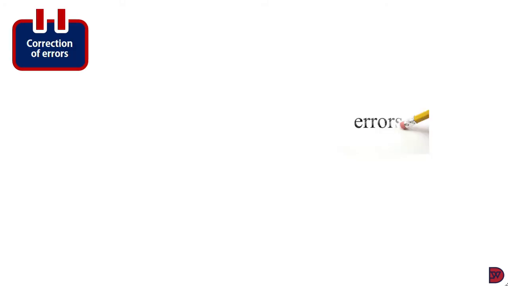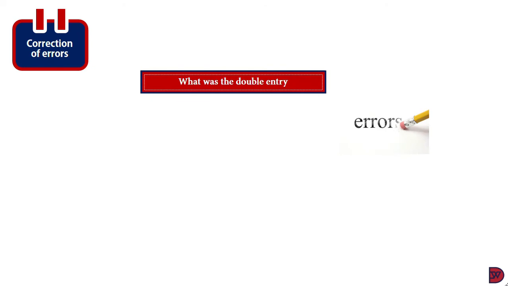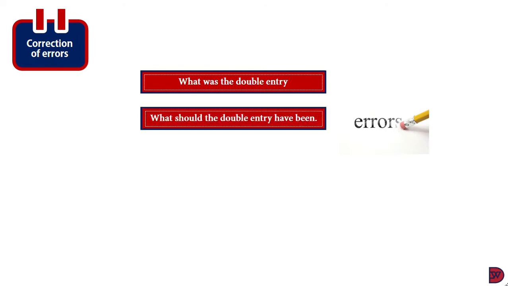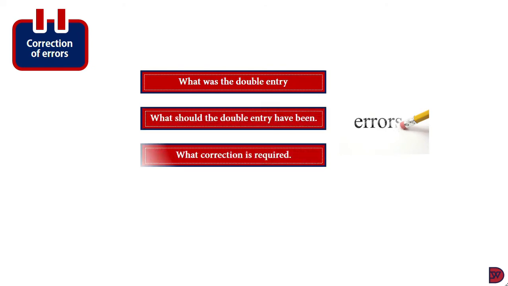Let's look at how these errors will also be corrected. It's the same as the earlier one. What was the double entry that was committed out of the error? What should the double entry have been if the error was not existent? Then what is the correction required? Then we get it affected.